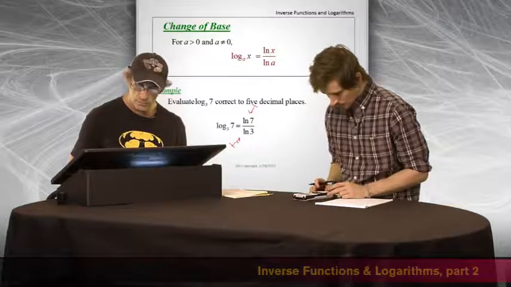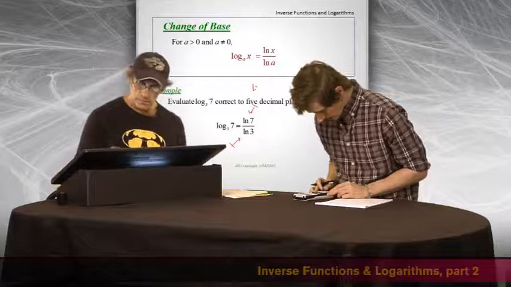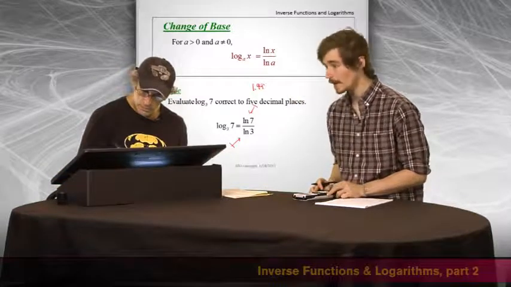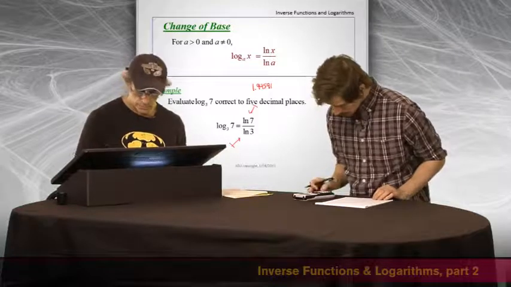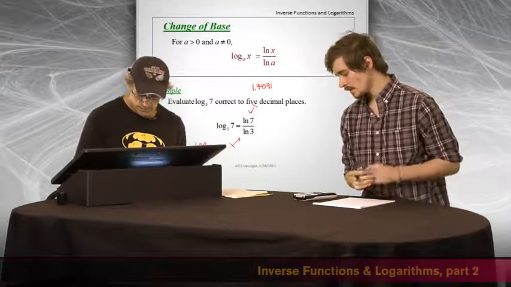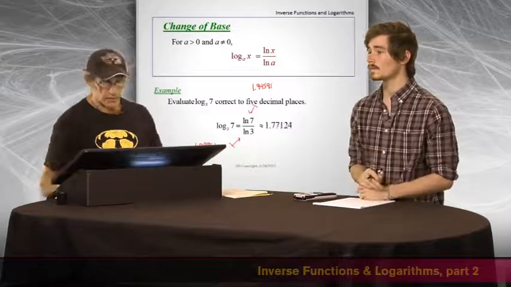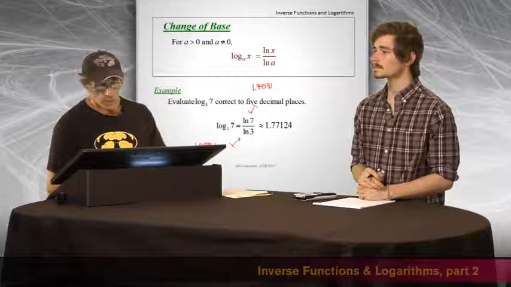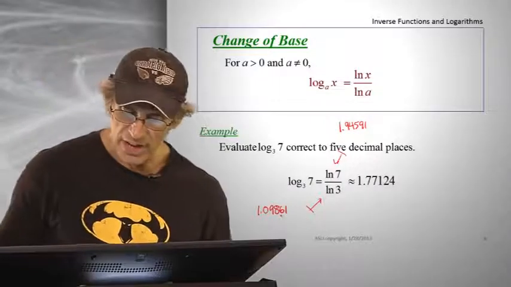What is the natural log of 7? That is 1 point, how many decimal places? 5. So 1.94591. What is the natural log of 3? That is 1.09861. So if I divide those two numbers, it's approximately 1.77124.